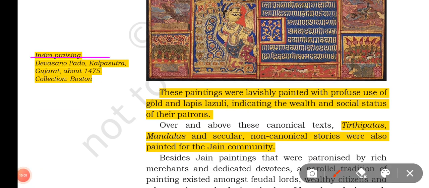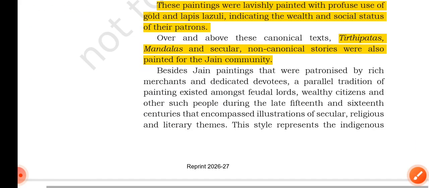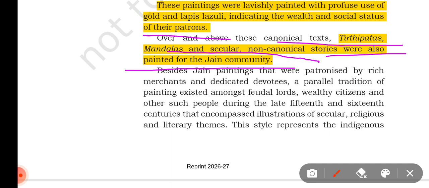Indra praising Dev Sanopado, Kalpasutra, Gujarat, about 1475, collection Boston. These paintings were lavishly painted with profuse use of gold and lapis lazuli, indicating the wealth and social status of their patrons. Over and above these canonical texts, Tripathas, mandalas, and secular non-canonical stories were also painted for the Jain community.